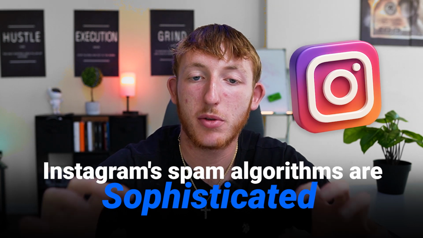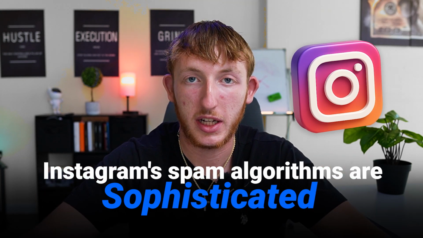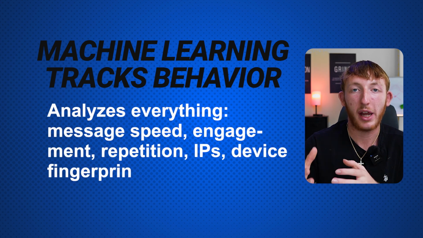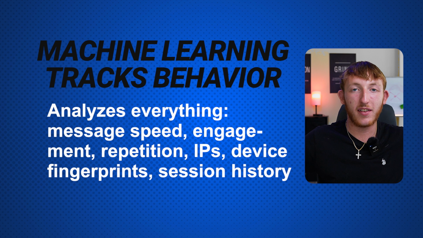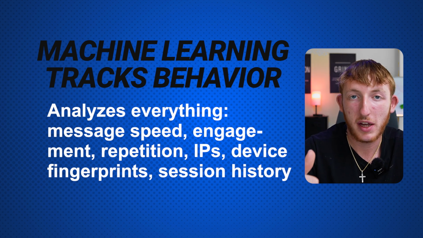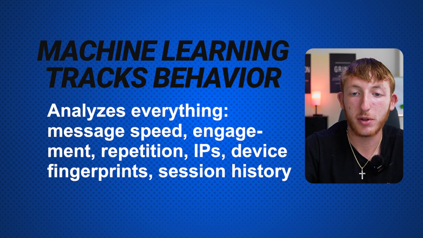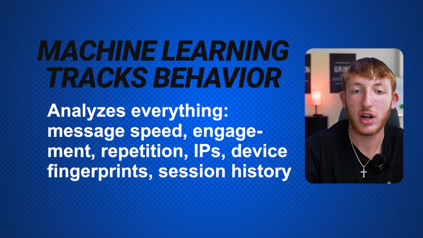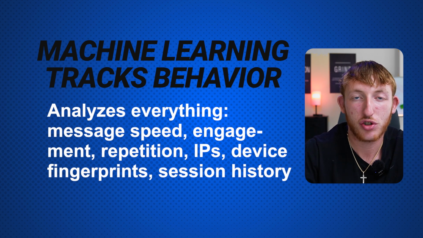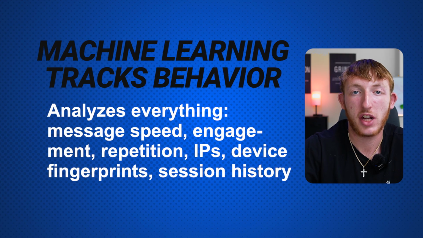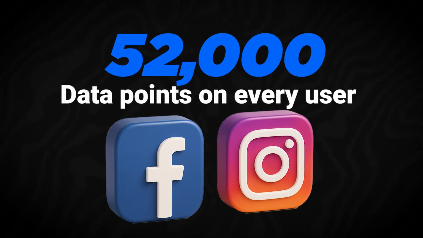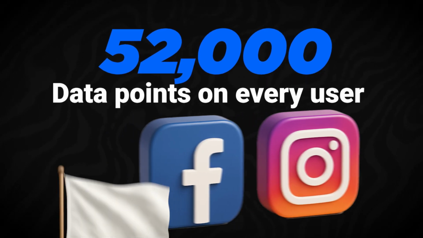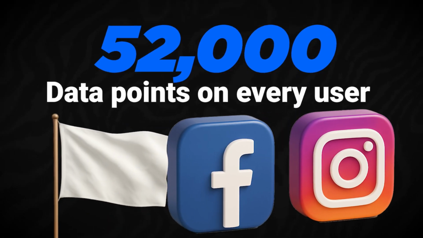Instagram's spam algorithms are incredibly sophisticated. They're using machine learning to track behavioral patterns. That way they can correctly identify automated behavior. And their systems analyze everything: how fast you're sending messages, how much you're engaging with people on the platform, repetition and IP addresses, device fingerprints, session history, literally everything that you could think of, they have data on it. In fact, Facebook and Instagram has an average of 52,000 data points on every user. And if anything looks suspicious, they will flag your account.